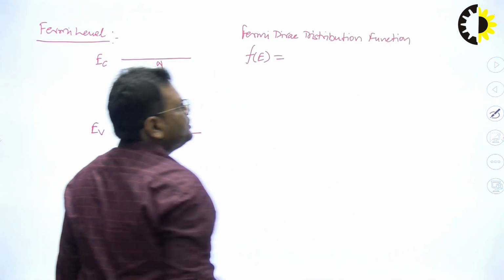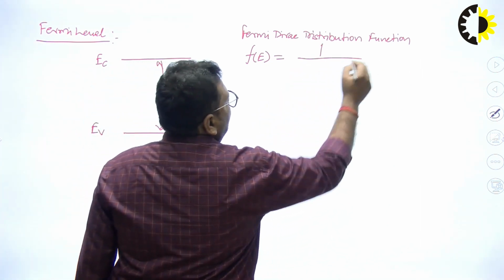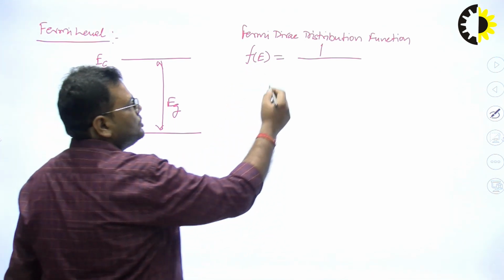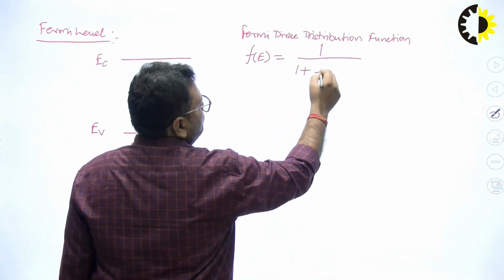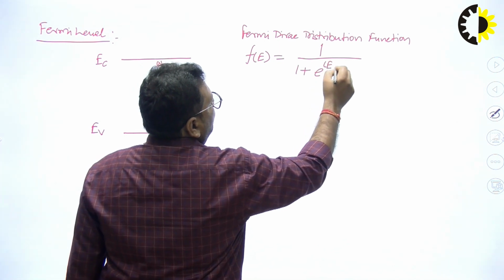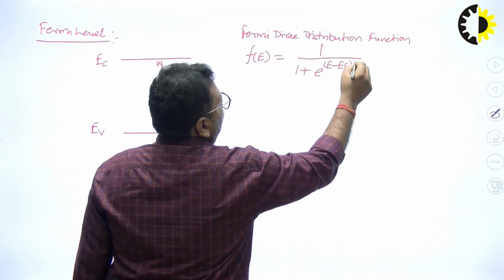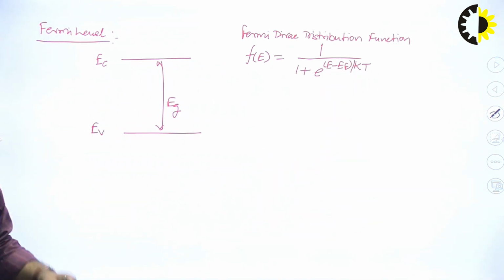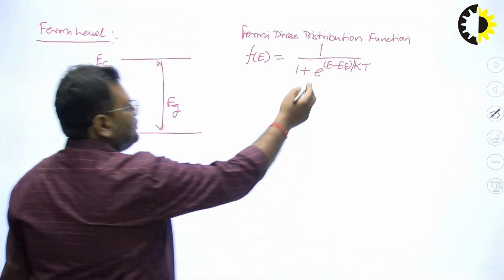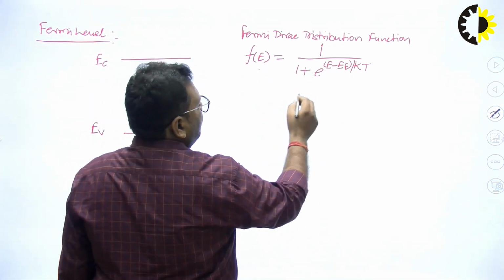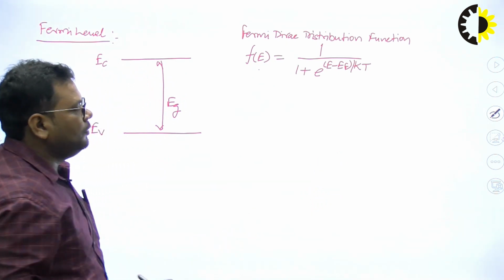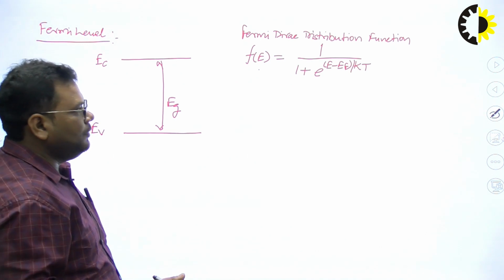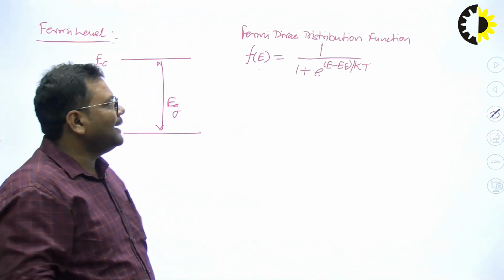The Fermi-Dirac distribution function can be given as F(E), a function of energy, equal to 1 upon 1 plus e to the power (E minus EF) upon kT. Using this formula, we can find the probability of the electron's energy. Here F(E) is the probability, E is the energy of the electron for which we want to find the probability, EF is the Fermi energy, k is the Boltzmann constant, and T is the temperature in Kelvin.